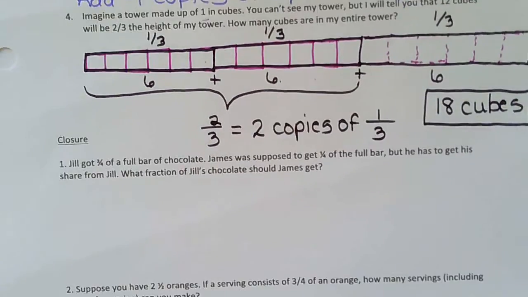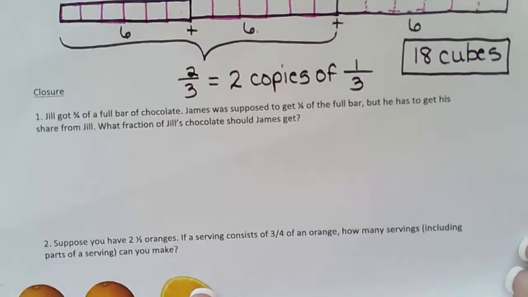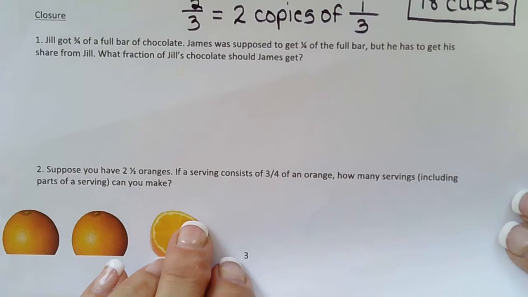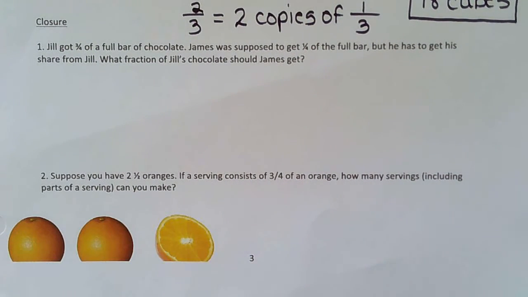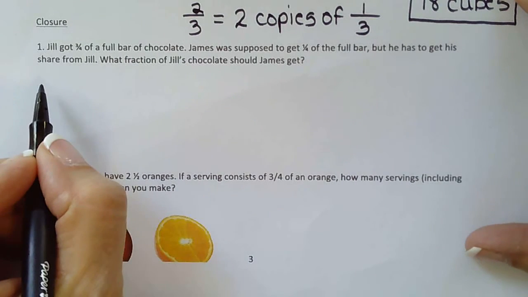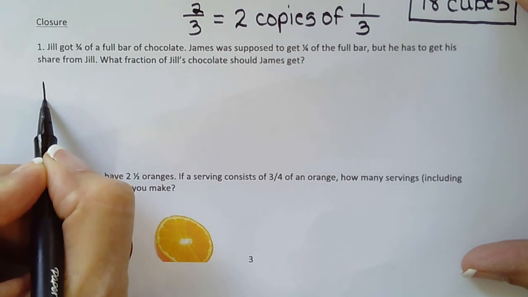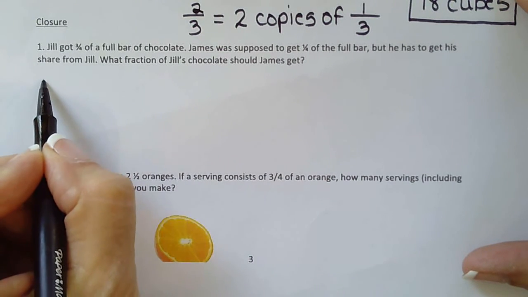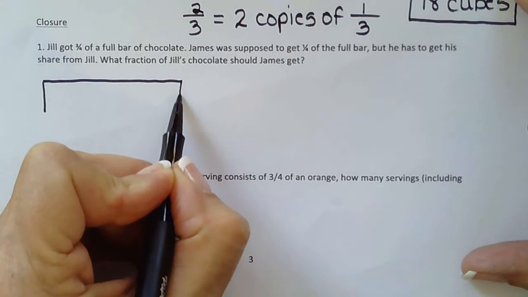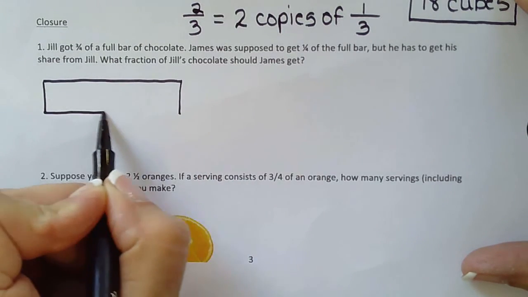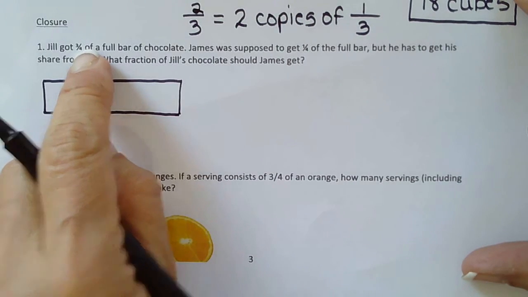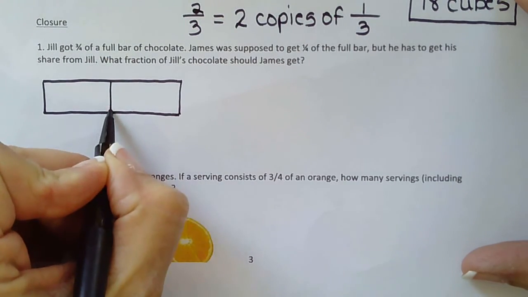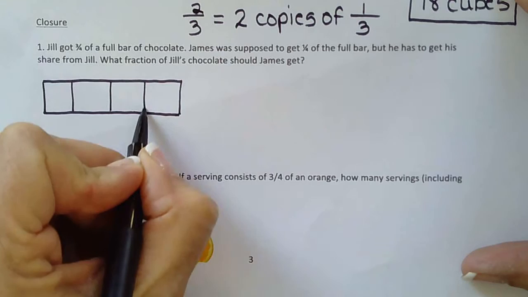So see, that one wasn't so bad. Once you draw the picture, it kind of makes sense. This one, a lot of students are like, what? So Jill got 3/4 of a full bar of chocolate. So let's make this bar of chocolate. She got 3/4. So does everybody agree? We look at the denominator and that tells us to break it into 4 pieces.